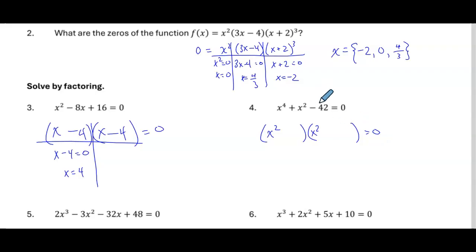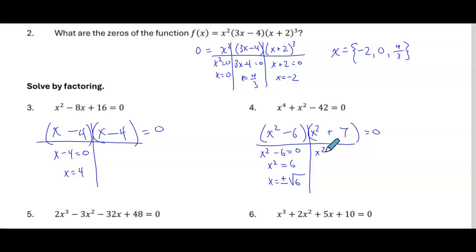Okay, and then 42 is going to be 6 times 7, positive 7, negative 6, and that adds up to positive 1. And then I can just do a solving chart from here. So x squared minus 6 equals 0, x squared equals 6, x equals plus and minus, because I'm solving an equation, root 6. Does not split.